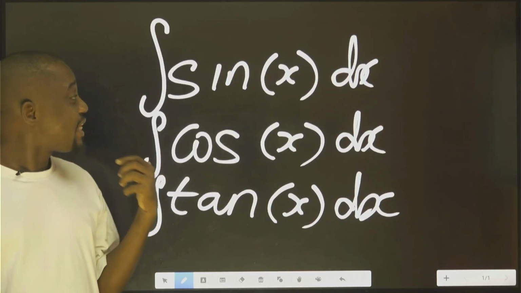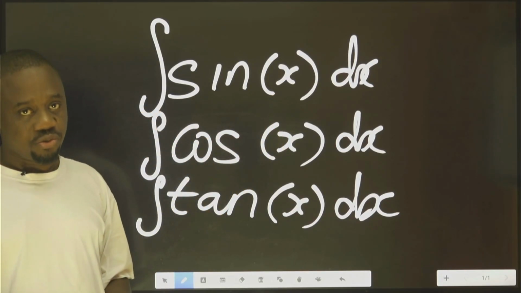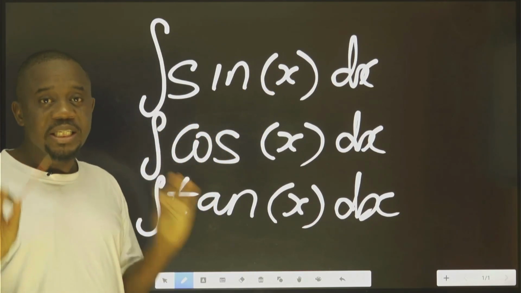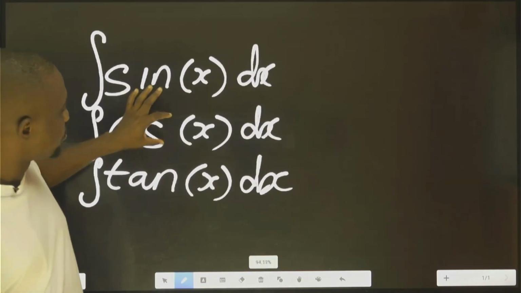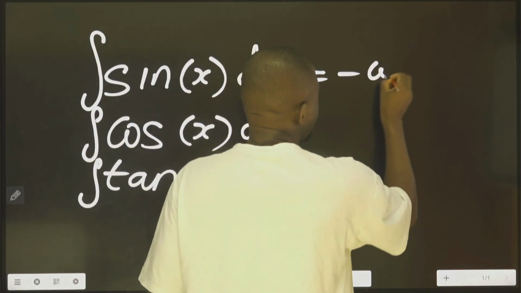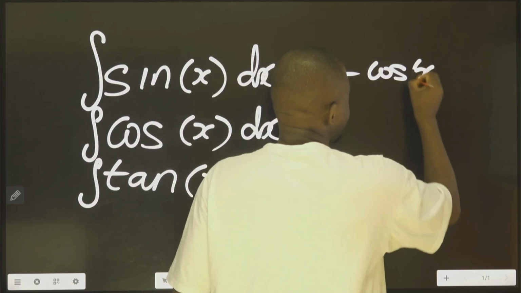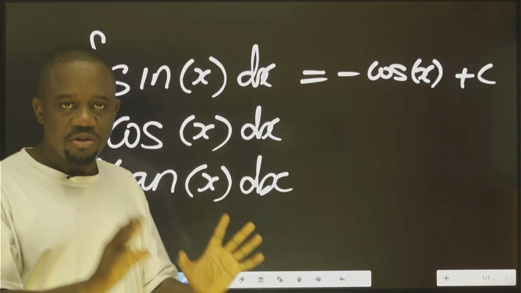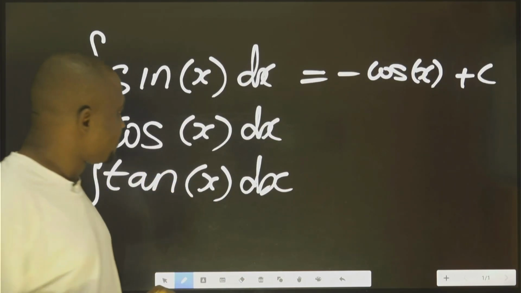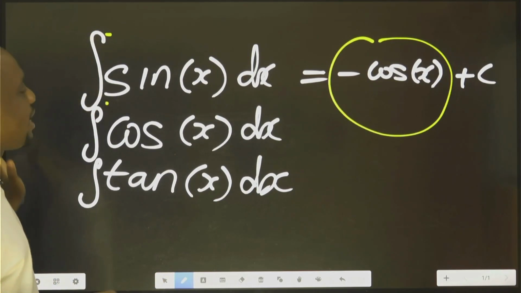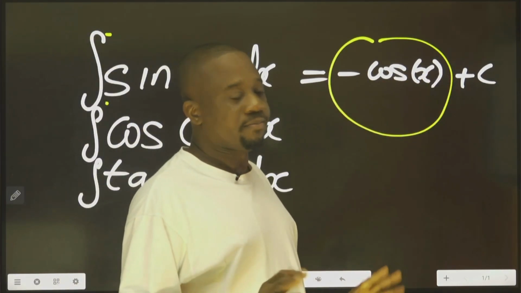Let's look at the integration of trigonometric ratios. When you are given sin x to integrate, you simply do the integral of sin x dx equals minus cos x plus c. That is all: minus cos x plus c. Because there is no limit here, we put plus c.